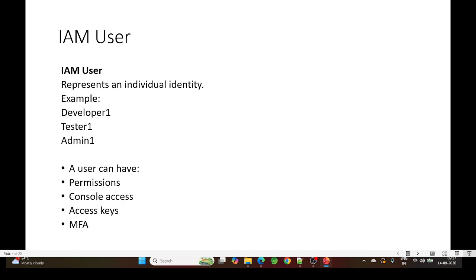So coming to the IAM user, an IAM user generally represents an individual identity that needs to interact with AWS. For example, suppose a company has a developer named Rahul. We can create an IAM user for Rahul and give him only the permissions he needs. A user can have console access and, when appropriate, programmatic access through credentials such as access keys.